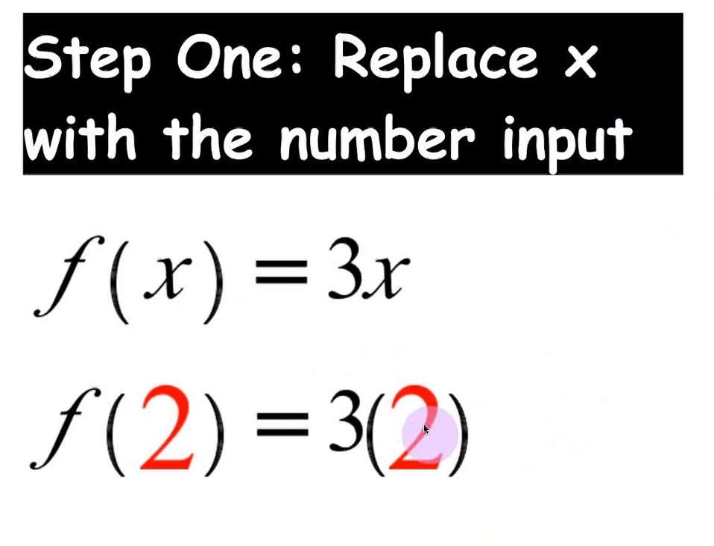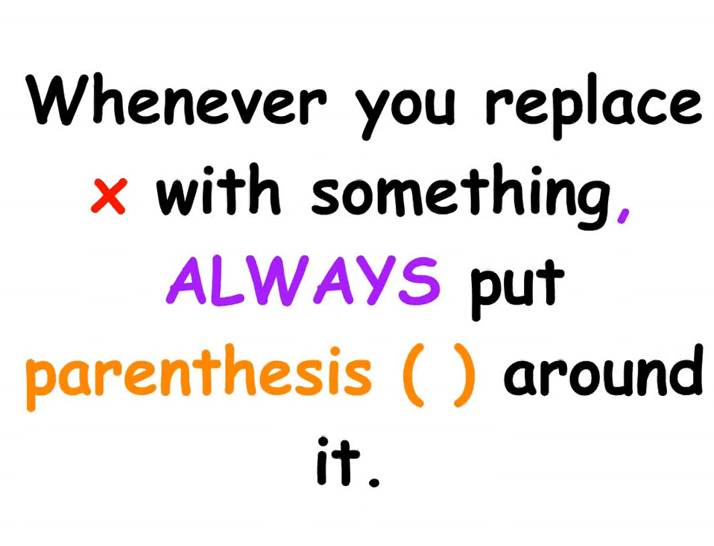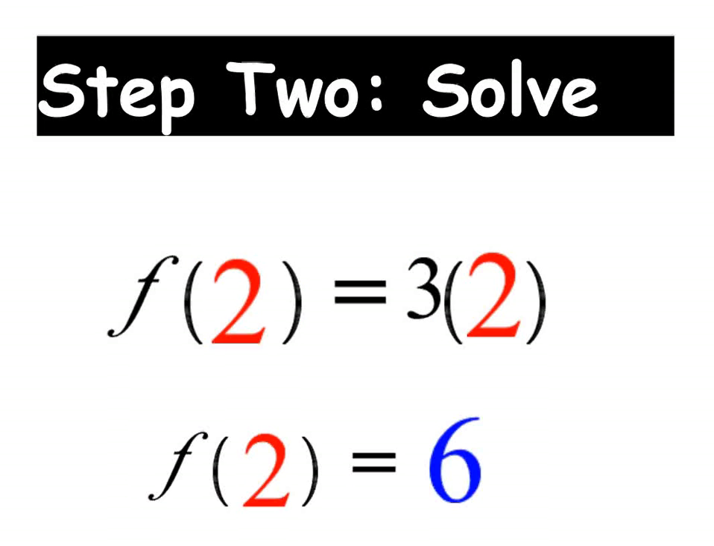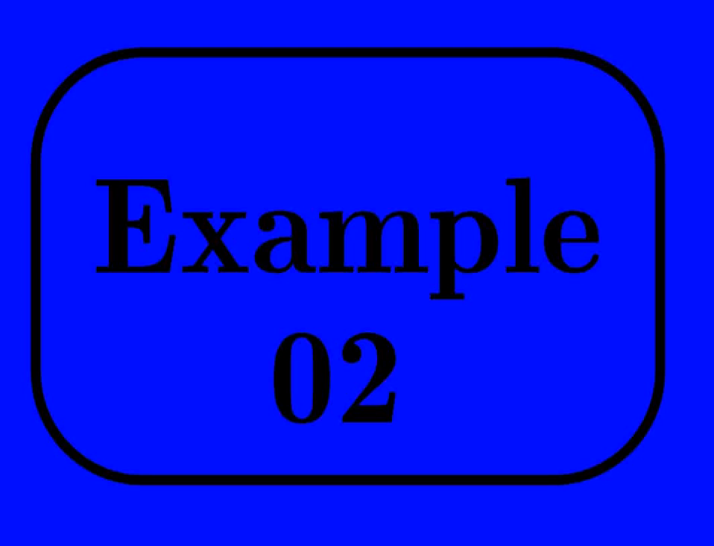So now all we have to do is do 3 times 2. I always put parentheses around it. I can't stress that enough. So then we just figure it out, solve basically. 3 times 2 is 6, and that's the answer. F of 2 equals 6. It's that simple.